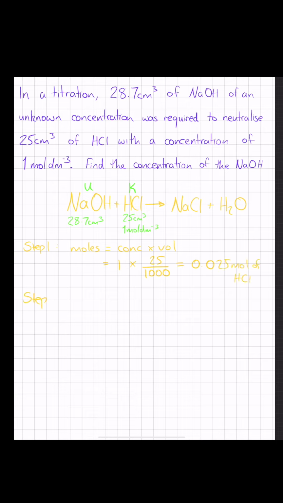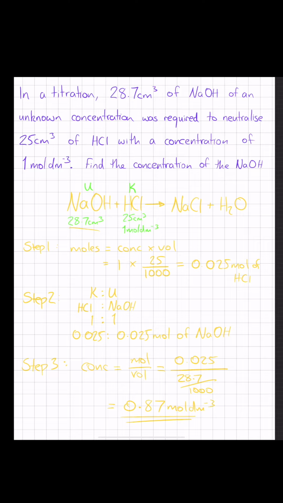For our second step, NaOH and HCl both have no numbers in front of them in the balanced equation, so the ratio is 1 to 1. So that means if you have 0.025 moles of HCl, you also have 0.025 of NaOH. And for our third step, we're trying to find out concentration, so we would use the third formula. So that's moles equals concentration times volume, or if you rearrange, concentration equals moles over volume. This is 0.025 divided by 28.7 over 1000, because we're converting into dm cubed, which gives us a final answer of 0.87 moles per dm cubed.